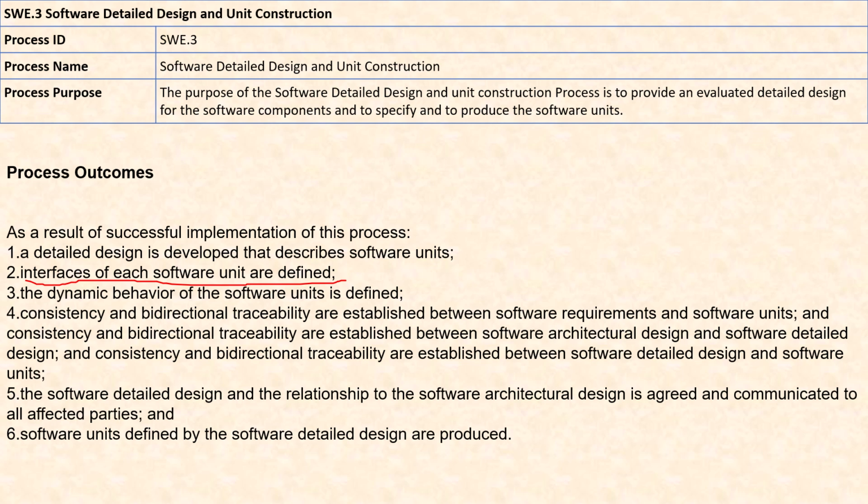The software detailed design and relationship to the software architectural design is agreed and communicated to all the affected parties. Okay, I am sure by now you understood that communication is by default a given step in all the SIS1, SIS2, SIS3, including the SWE1, SWE2, SWE3 steps. Next comes the software units defined by software detailed design are produced. You understand this sentence carefully. Software units defined by software detailed design are produced. So the units are prepared based on the design of the software.